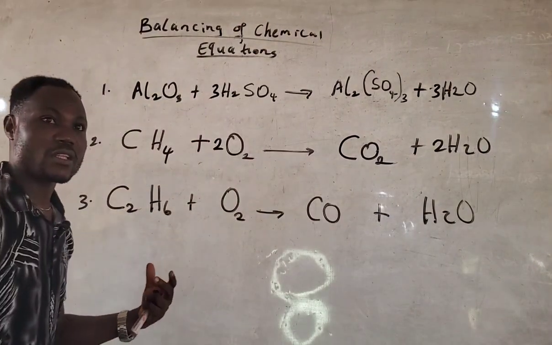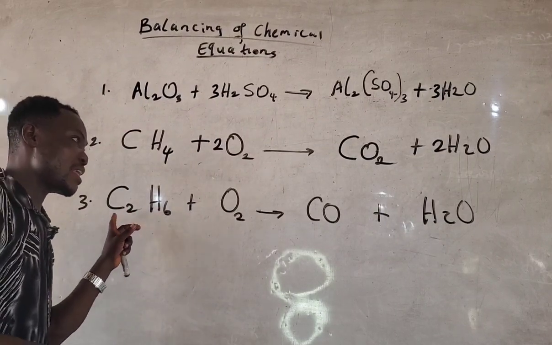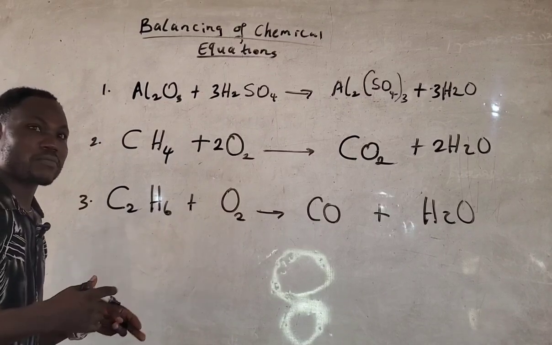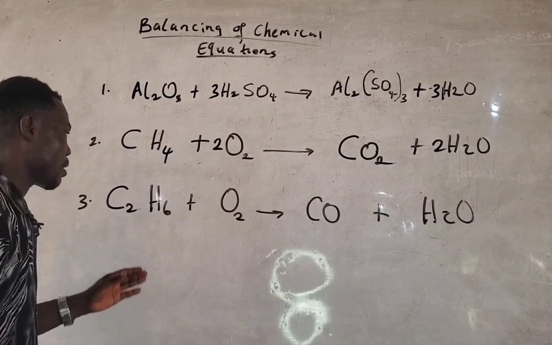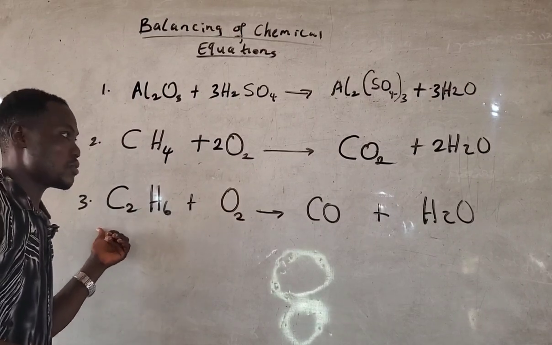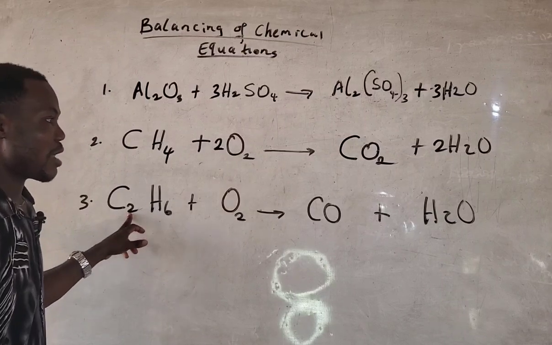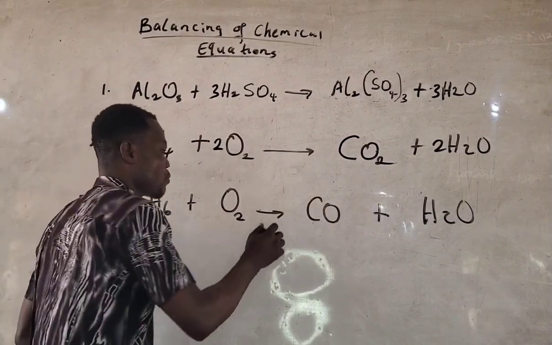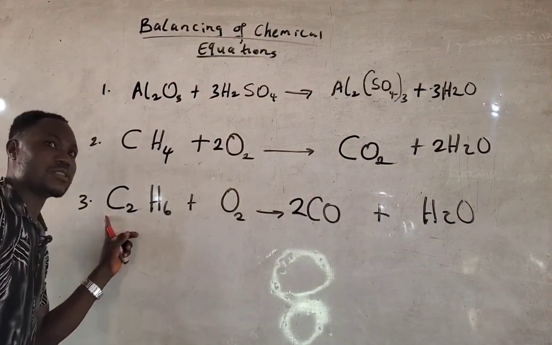So in order to balance this chemical reaction now, what do we do? We start with either carbon or hydrogen since they appeared once on both sides. So let me start with the very first one, carbon. I have 2 atoms of carbon here and I have 1 atom of carbon here. So I have to put 2 here. By adding 2 there, it has balanced the carbon.